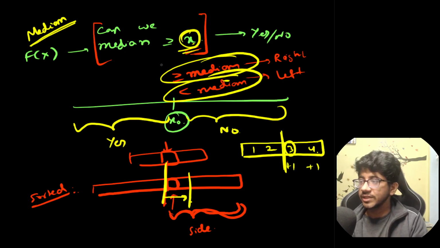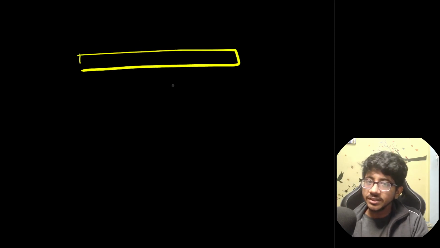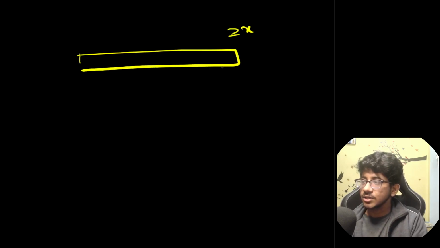We can replace these elements with plus ones, and we can replace these elements with minus ones, right? And now we can think of this problem in a different way. We need to find the median greater than or equal to a certain x, right? So every element greater than or equal to x gives a +1 to the contribution, and every element which is not bigger than the median gives a -1, right?